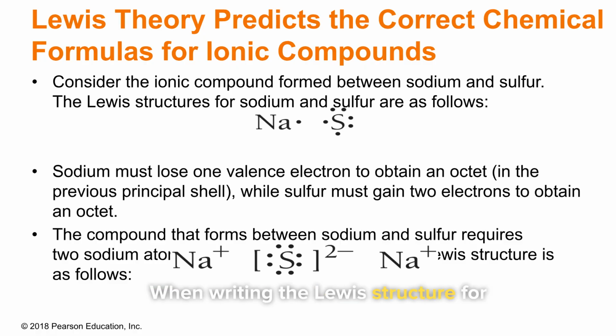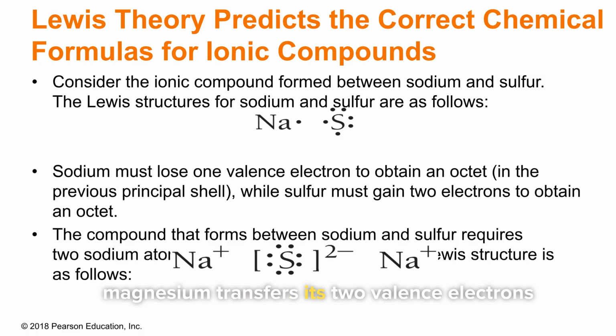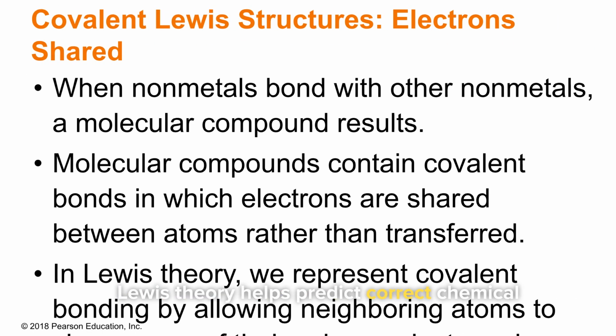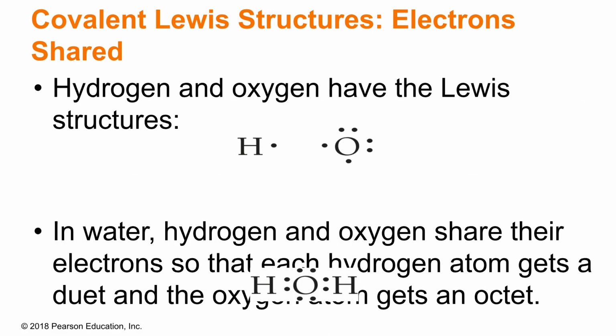When writing the Lewis structure for magnesium oxide, magnesium transfers its 2 valence electrons to oxygen, resulting in a stable Mg²⁺ cation and O²⁻ anion. Lewis theory helps predict correct chemical formulas. For sodium and sulfur, 2 sodium atoms are needed to provide electrons to 1 sulfur atom, resulting in the formula Na₂S, sodium sulfide. In contrast, covalent bonds occur when nonmetals bond with other nonmetals.